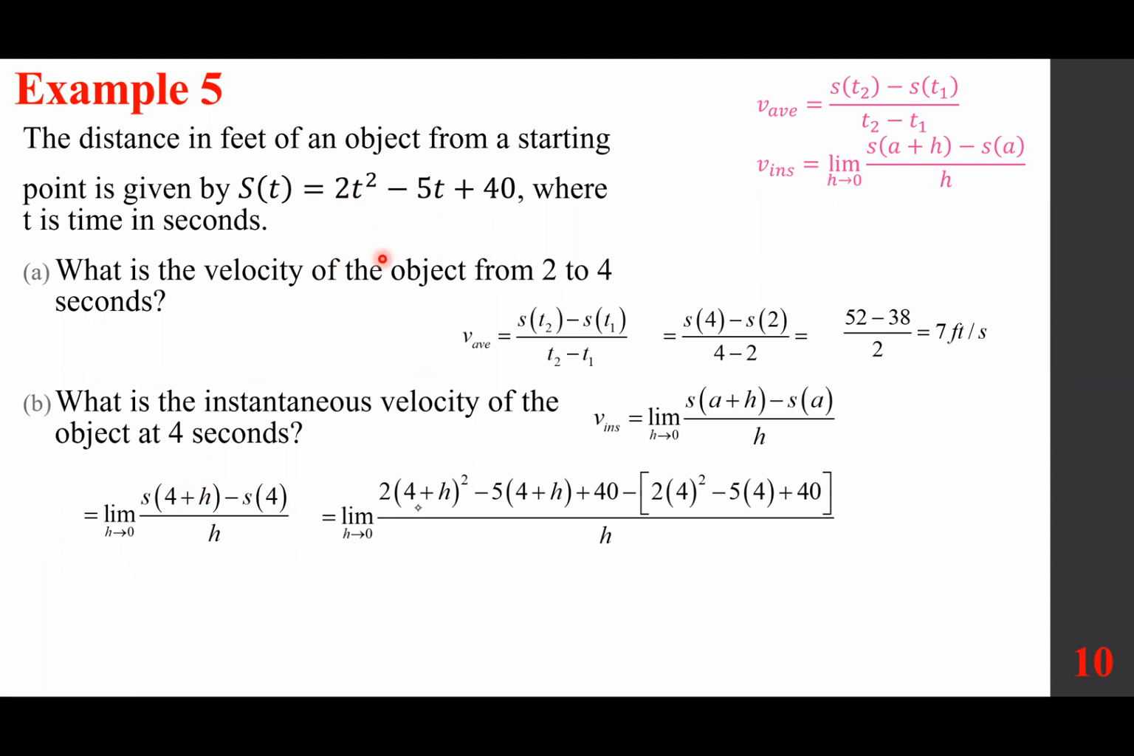So 4 plus h, 2 times (4 plus h) squared, minus 5 times (4 plus h) plus 40, and this is the second part. This part, first of all, class, as I mentioned, from here, you can change that, okay? Now this one, I hope you realize this was 2 times 4 squared plus 8h plus h squared, and then minus 5 times 4.